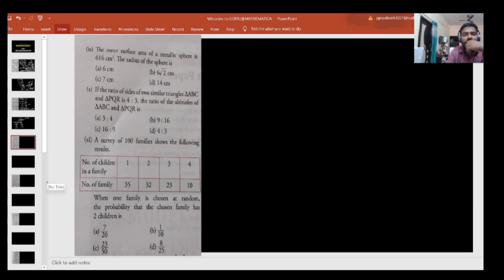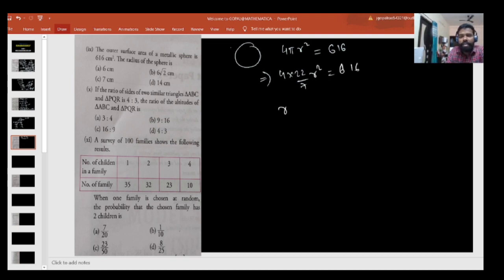So the outer surface area of a metallic sphere is 616. For a sphere, the outer surface area, the curved surface area, the total surface area, all are the same, which is actually 4 pi r square. So this is given to us as 616. So 4 pi means 22 by 7 and r square, which is 616. So we need to find r here, the radius. The radius of the sphere is the question.